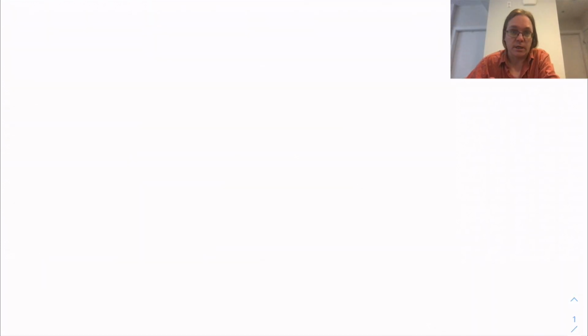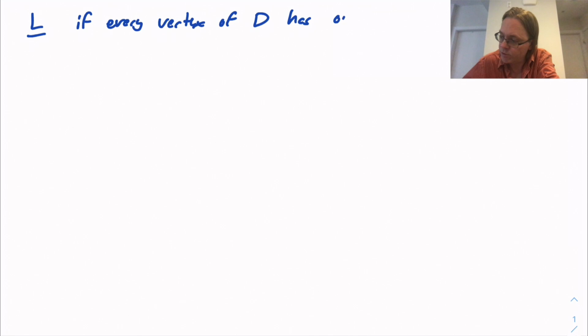So our first lemma here is going to be a condition that's going to imply that a directed graph has a directed cycle, and this is a fairly simple one. It's actually really in analogy with something we did for the undirected case. So let me just put the statement up. If every vertex of D has out degree at least one, then D contains a directed cycle.